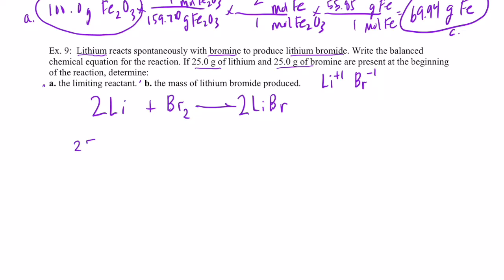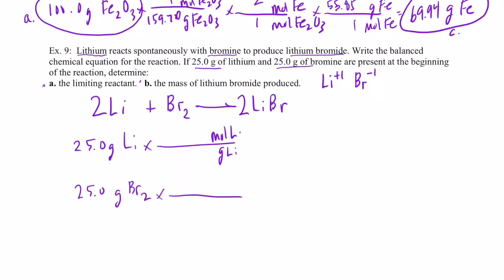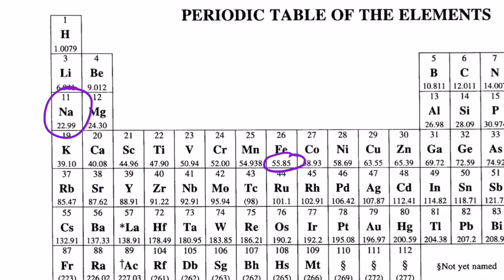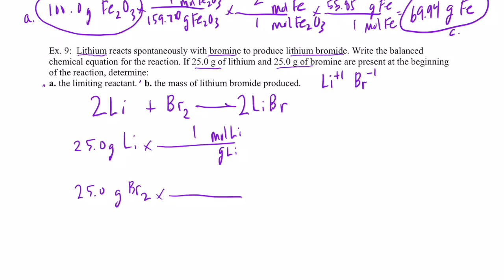So we have 25 grams of lithium, and we have 25 grams of bromine. And we want to find out how much product we can make, so we have two reactants here, so we have to find out which one's going to limit the amount of product I can make. So let's hop out of grams of lithium and get into moles of lithium first. 1 mole of lithium is, let's see, can't read it because I've written over it. All right, 1 mole of lithium is 6.94 grams.